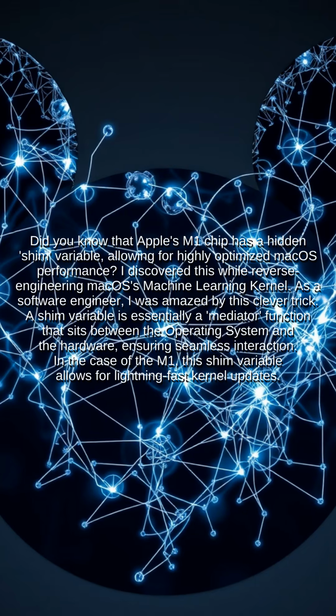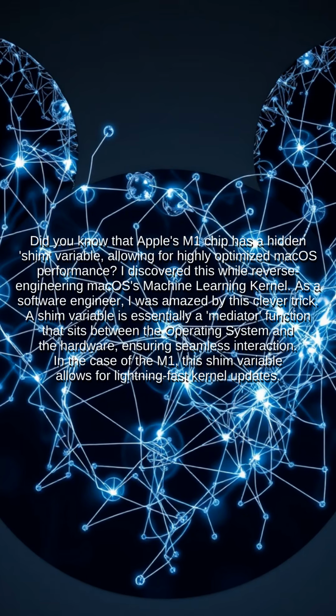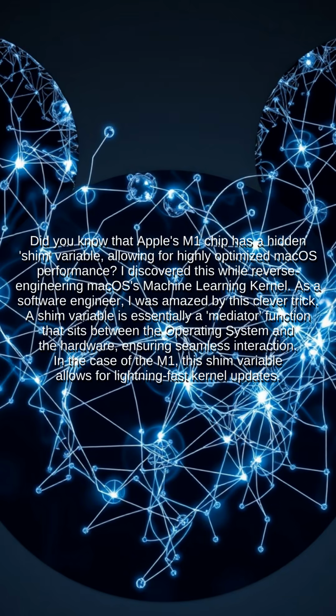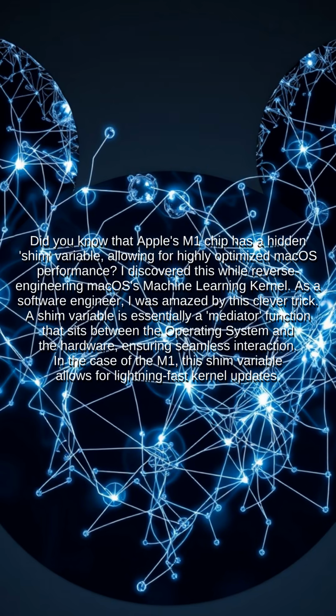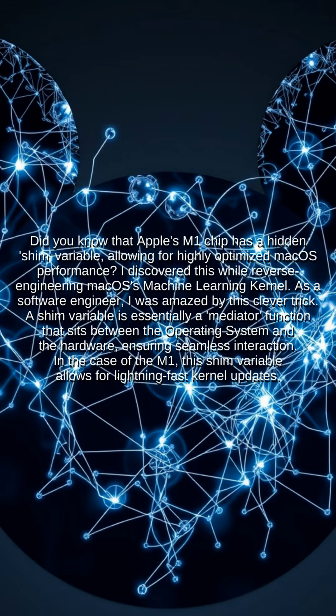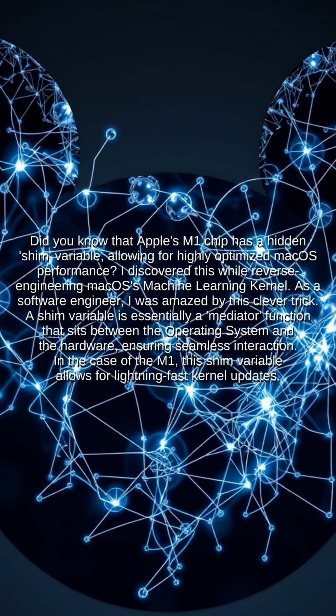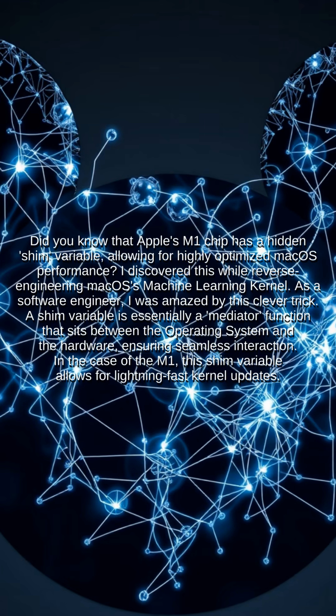Did you know that Apple's M1 chip has a hidden shim variable, allowing for highly optimized macOS performance? I discovered this while reverse engineering macOS's machine learning kernel. As a software engineer, I was amazed by this clever trick.